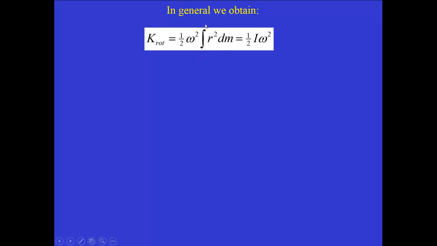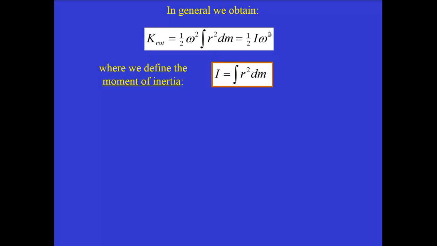No matter what kind of shape it has, this calculation can be done, and it simply represents how the mass is distributed around the rotation axis for that object. Because of that, it's something that's unique to the shape of that particular object, and so we give it a special name. We call that integral the moment of inertia.